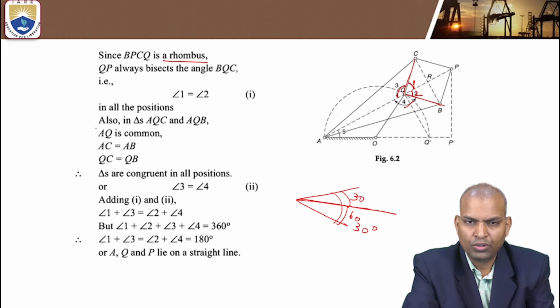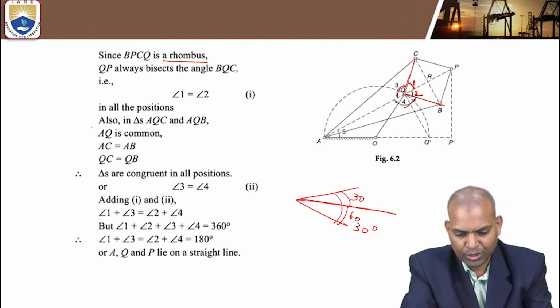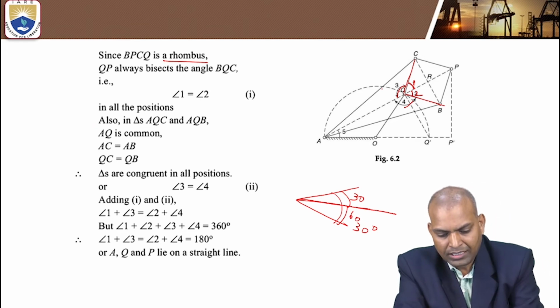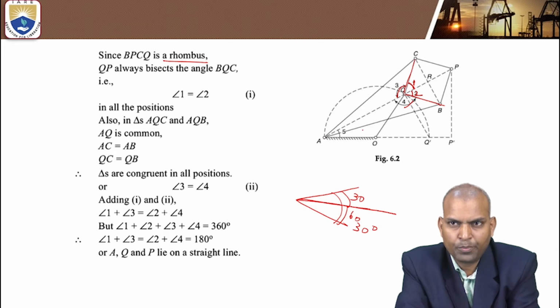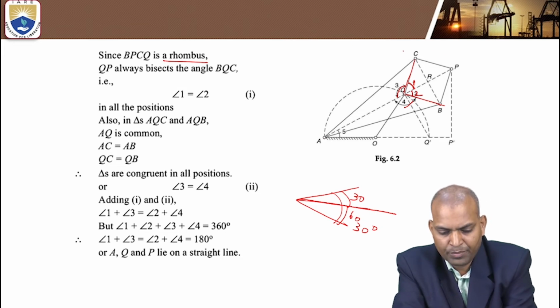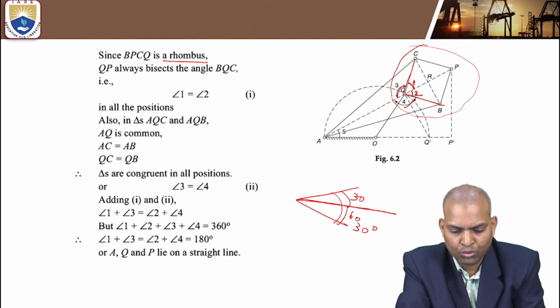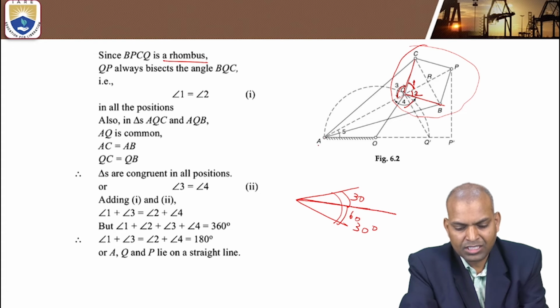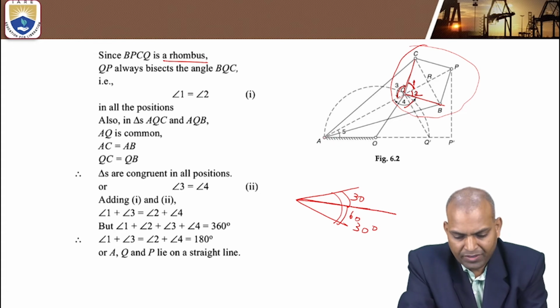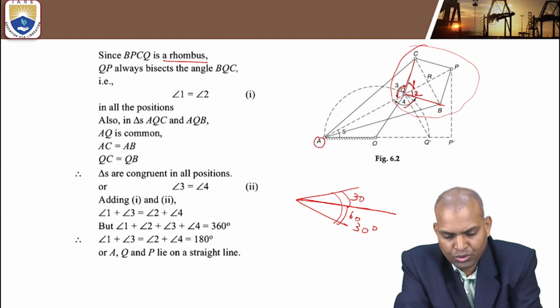In all, you are also taking other triangles. The rhombus portion at the top is over. Now we are coming to the bottom portion. Now, what are the triangles? AQC. Where is AQ? This is AQC.